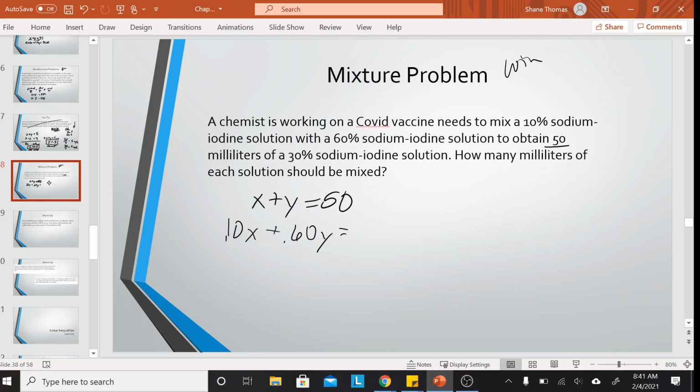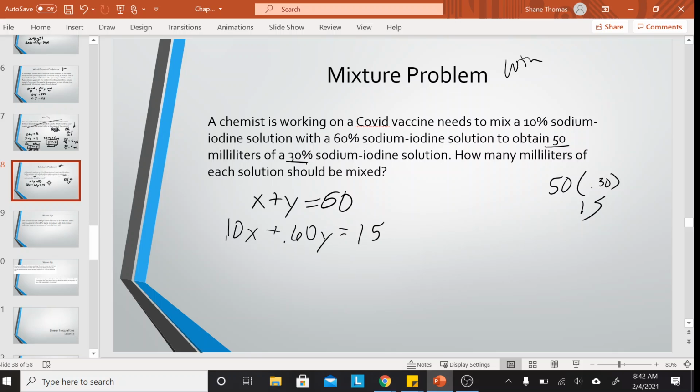Now, you don't just put 30% at the end, do you? This is that one extra step. I need to find what 30% of 50 is. So I take 50 times 30%. What do I get? 15. That is what that one's going to be equal to, because it's 30% of 50. Okay, and then you would just solve that guy.